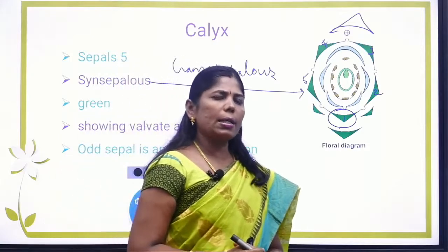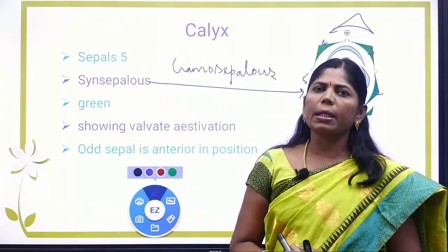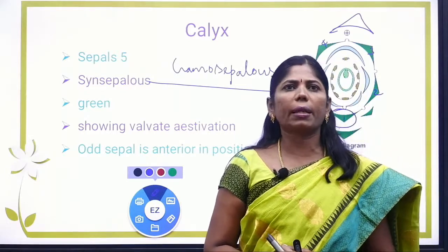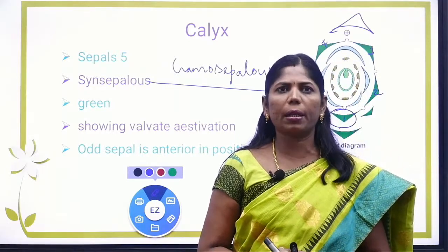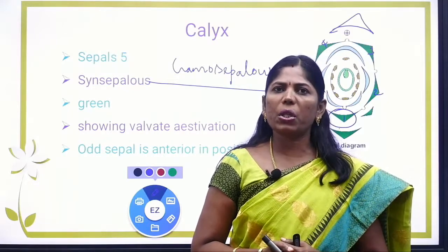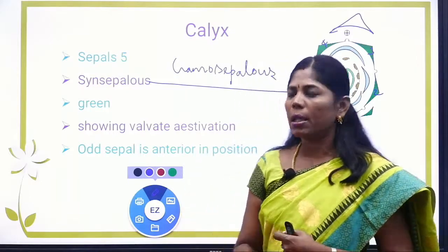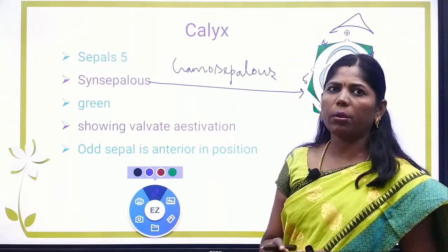Okay. So calyx, how many sepals are there? It has 5 sepals. The sepals are united, so that is gamosepalous or synsepalous in condition. So what type of estivation is there? That is valvate estivation. So where is the odd sepal? The odd sepal is present in the anterior region. Okay.